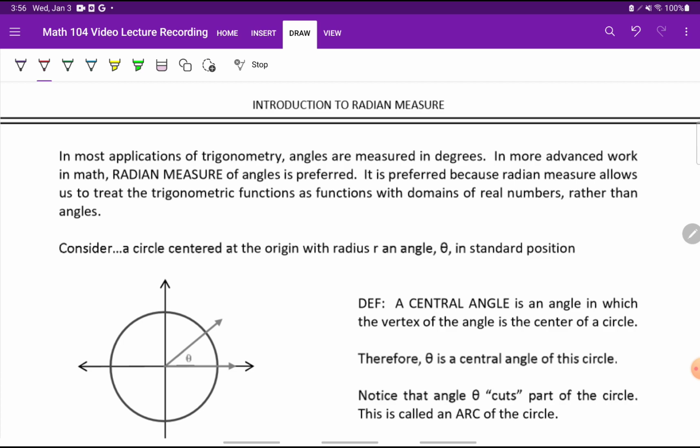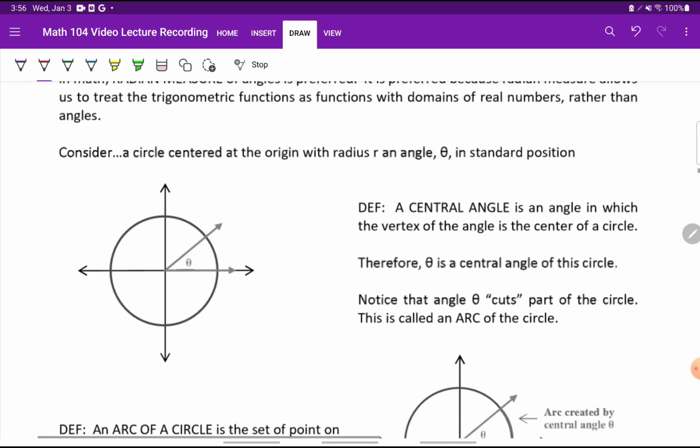Well, in more advanced work in math, radian measure of angles is preferred. The reason it's preferred in this more advanced math is because radian measure allows us to treat the trigonometric functions as functions with domains of real numbers rather than angles.